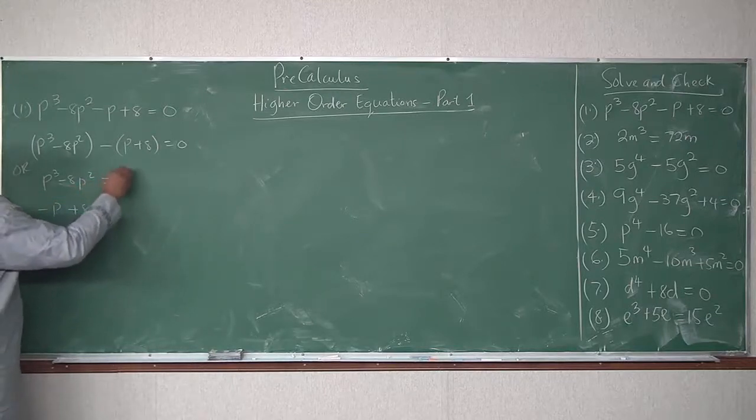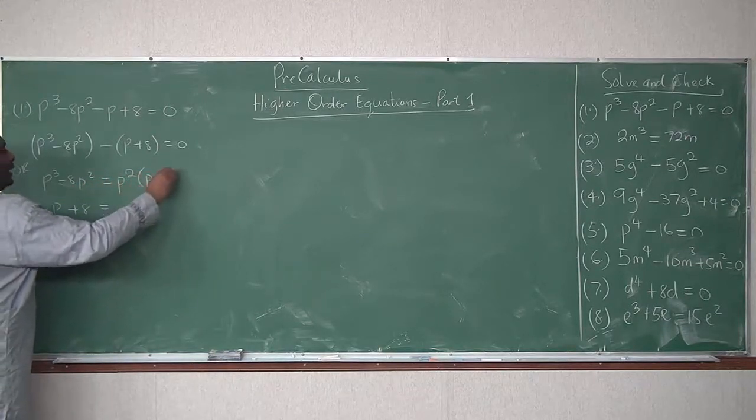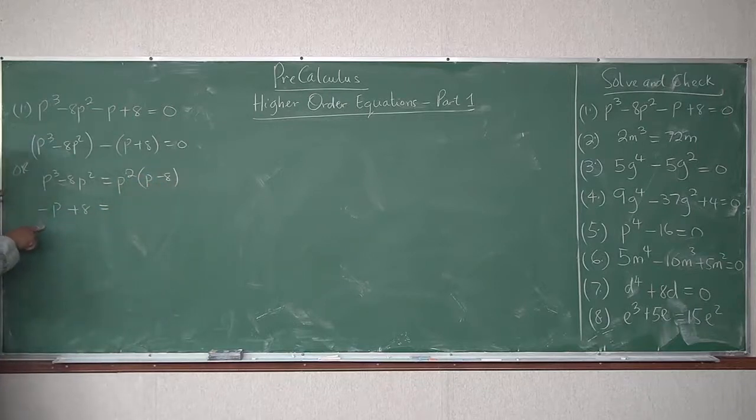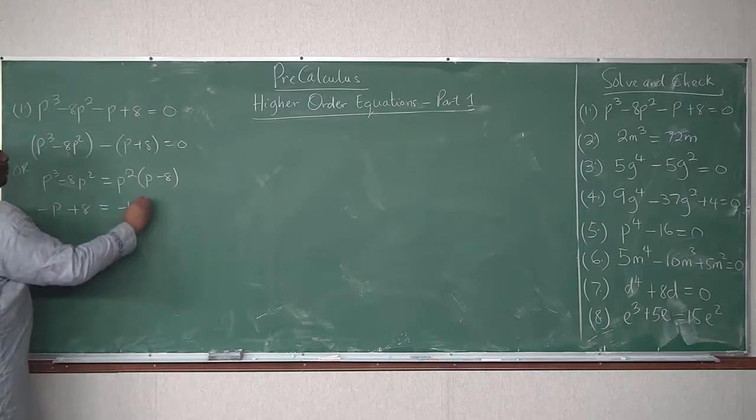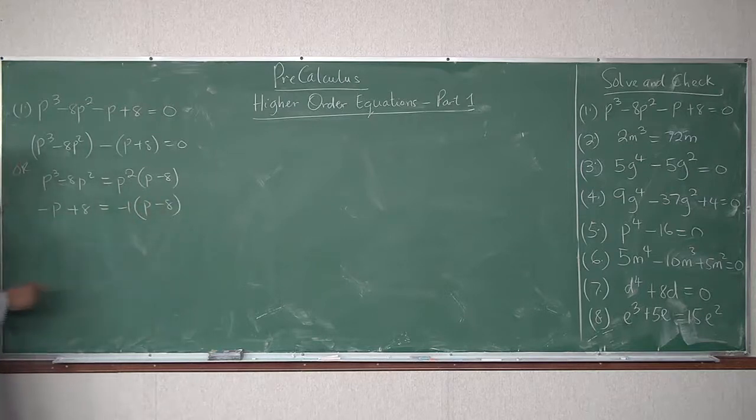So the GCF here is p squared, you have p minus 8, and here you have a leading negative. When you have a leading negative, you factor out the negative first. So this is negative 1, p minus 8. Because negative p divided by negative 1 is p. Then plus 8 divided by negative 1 is negative 8.